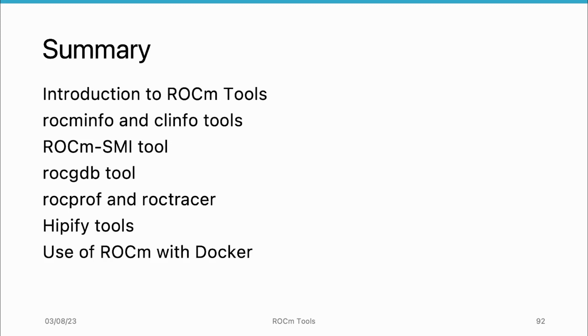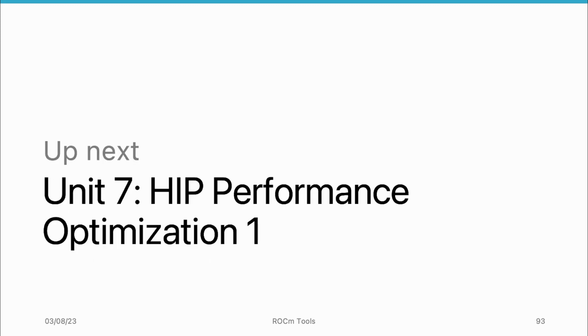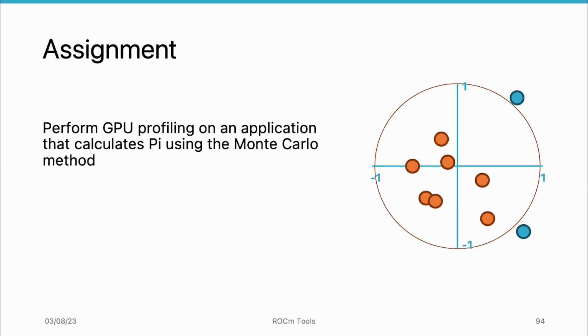Finally, we have introduced the use of ROCm with Docker for efficient and streamlined deployment of applications. In the next unit, we will be discussing HIP performance optimization. In the assignment for this unit, you will perform GPU profiling on an application that calculates pi using the Monte Carlo method.